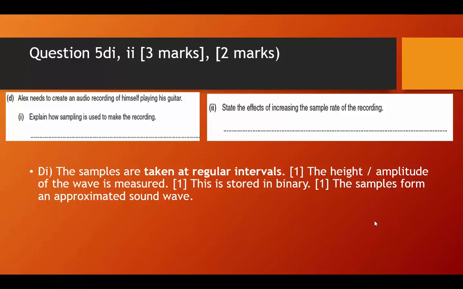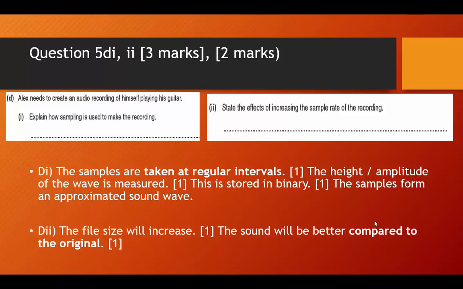This is stored in binary. Another mark you get there. And the samples form an approximated sound wave. State the effect of increasing the sample rate of the recording. So when we increase the sample rate, it means that the file size will increase because we're taking more samples at regular intervals. It also means that the sound will be better. If you say the sound will be better, you won't get any marks. You have to be specific and you have to say the sound will be better compared to the original.